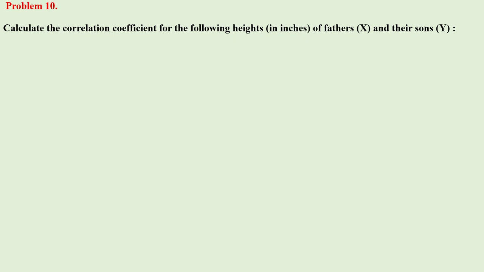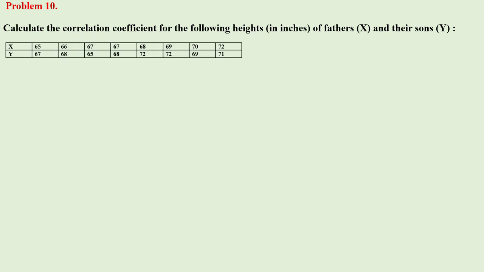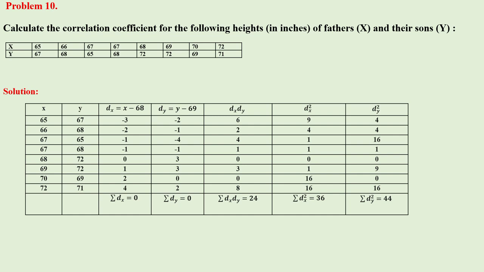Next, you have to calculate the correlation coefficient for the following heights of fathers, that is x, and their sons, y. So father height and son height, that is the x y data. Now we are writing it in the table. First we choose the assumed mean, that is a, from x, which is 68, and find x minus 68 in the third column, that is called dx. Adding all those differences, you will get summation dx equal to 0.